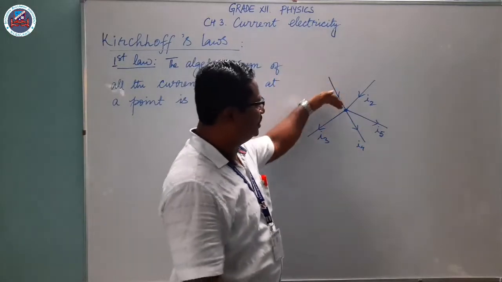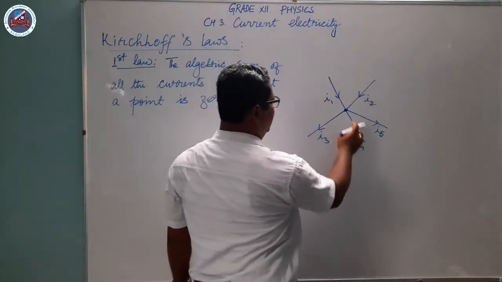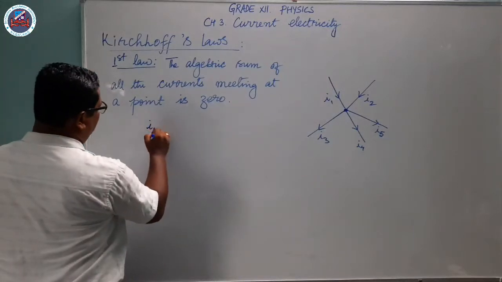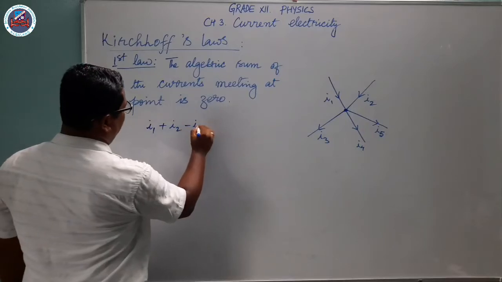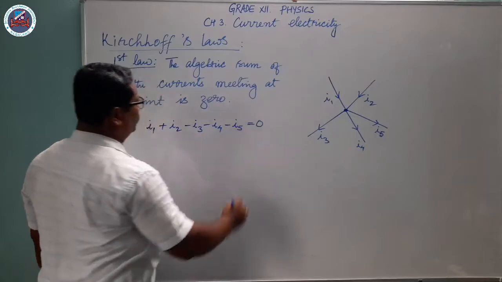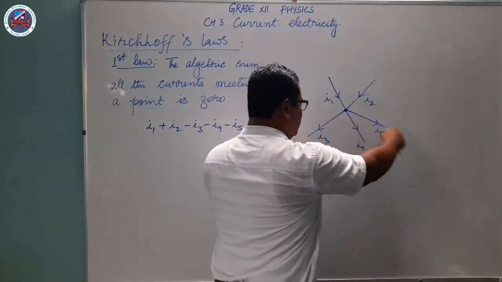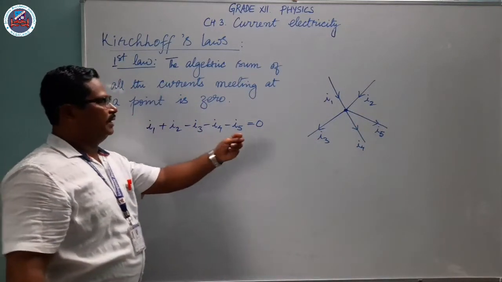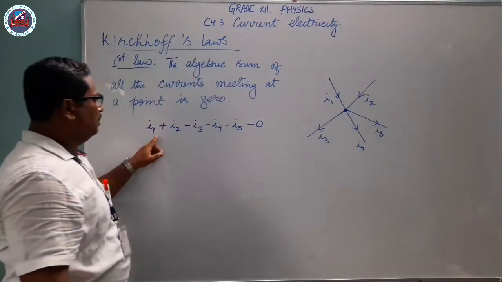Current coming in towards the junction, this is the junction, we take as positive, and going away from it we take as negative. So if you do like this, I1 plus I2 minus I3 minus I4 minus I5 is equal to 0. I3, I4 and I5 are going away from it, that's why I took them as minus. And I1 and I2 are coming towards it, so I took them as plus.